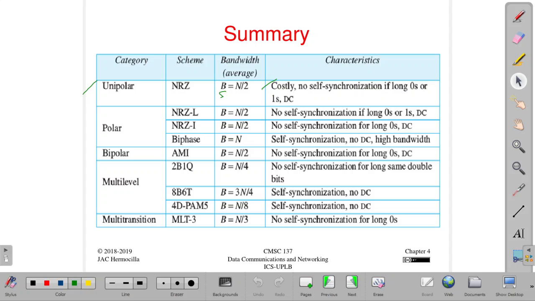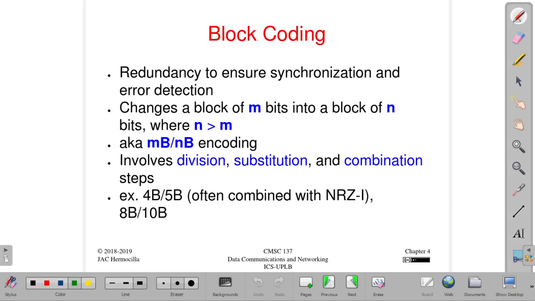So last time we were talking about line coding and we discussed the different line coding techniques shown here. And this is a summary of the different characteristics. Normally, we focus on the bandwidth requirement as well as some of the desirable characteristics for encoding, like the absence of DC component, self-synchronization, etc. Now, we will continue with the block coding.